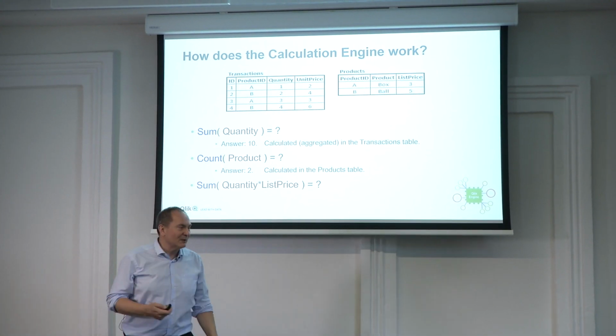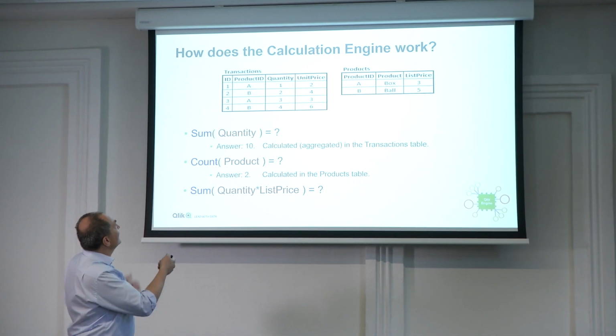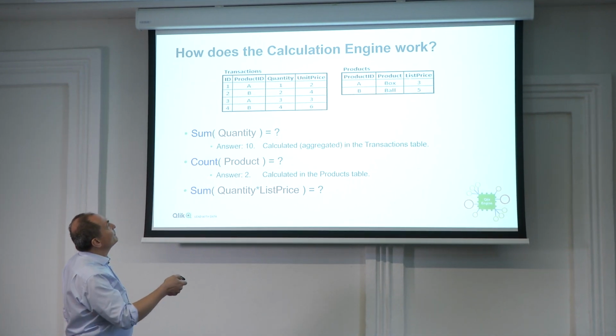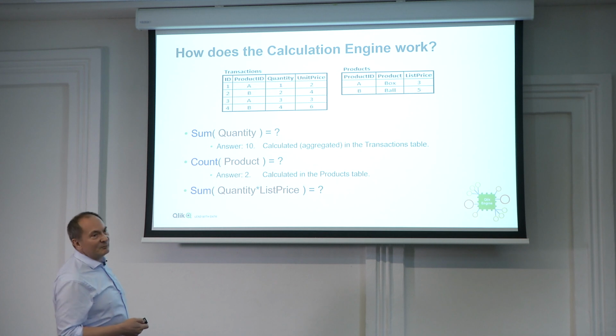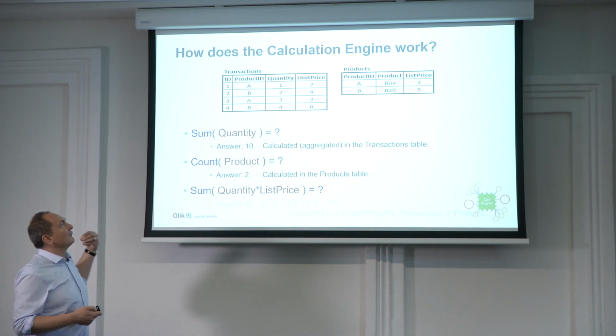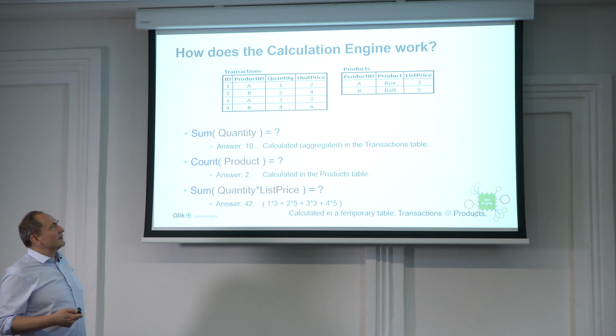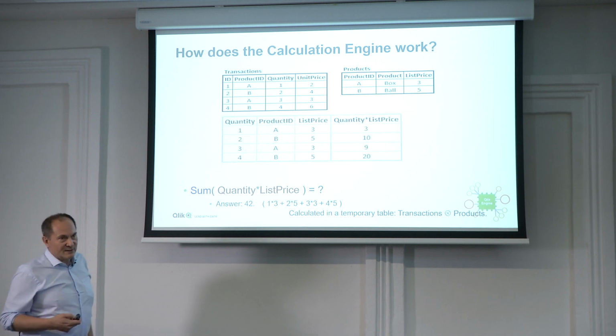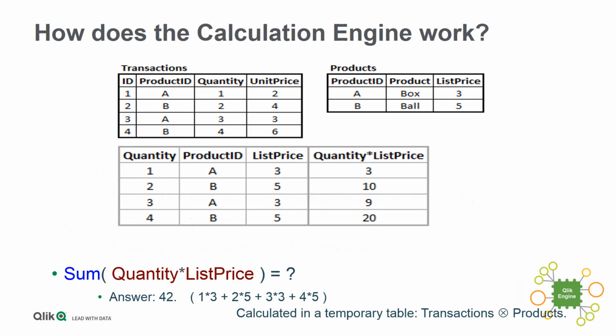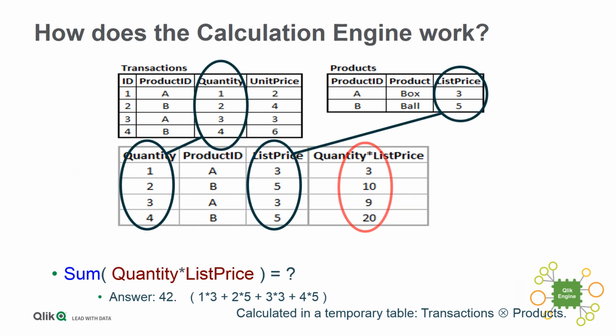Why is it 42? Well, obviously, you have to look at quantity over here and list price over here, and then you have to make something smart. What happens in the background here is that you calculate the number in a temporary table that looks like this. The temporary table is produced by joining the two tables up there. And you did that in your head on the fly in 3 seconds. Good. You have the quantity here, you have the list price there, and then you create an additional column with quantity times list price and calculate that, and it is 42.